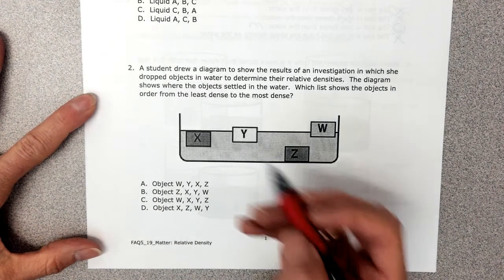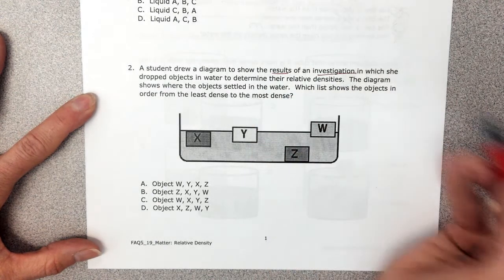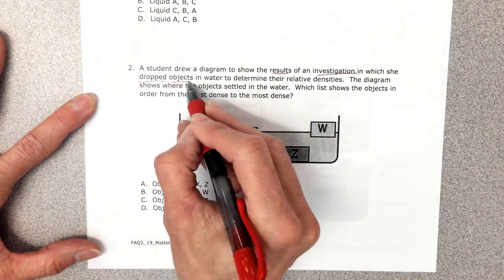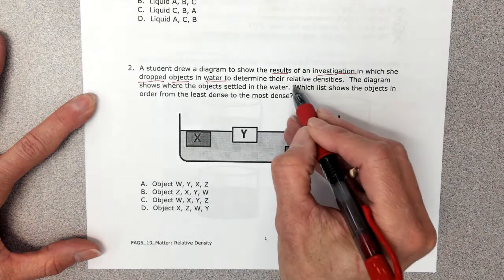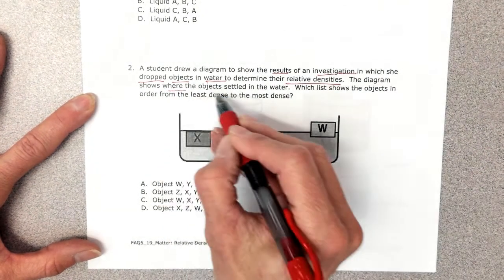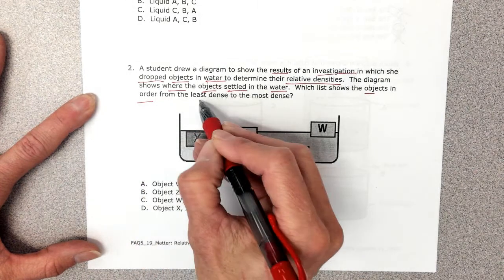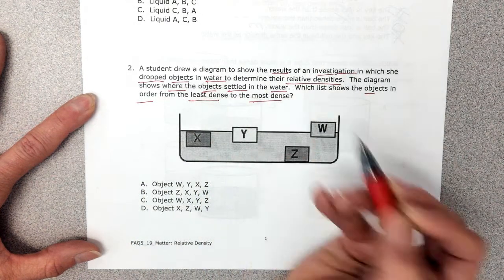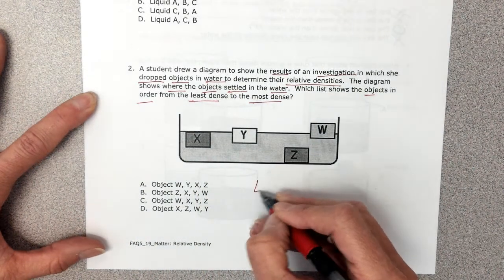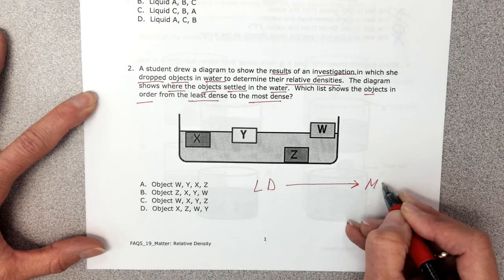So we're going to read it again. The student drew a diagram to show the results of an investigation in which she dropped objects in water to determine their relative density. The diagram shows where the objects settled in the water. Which list shows the objects in order from least to the most dense? So we're looking for the least dense to the most dense.